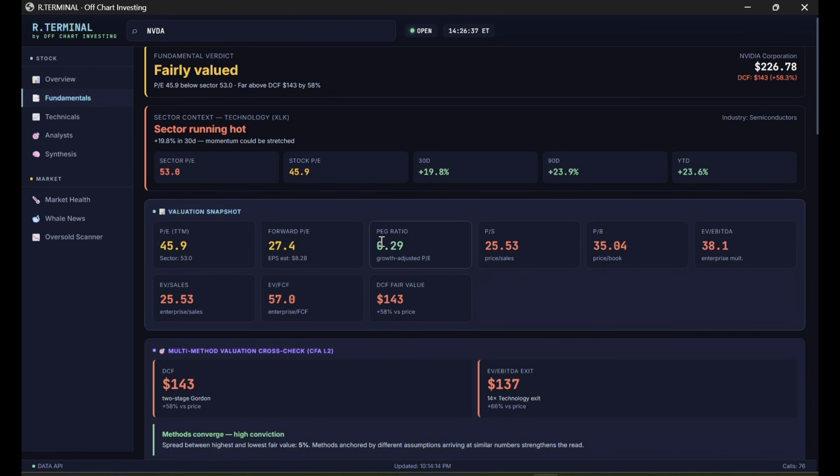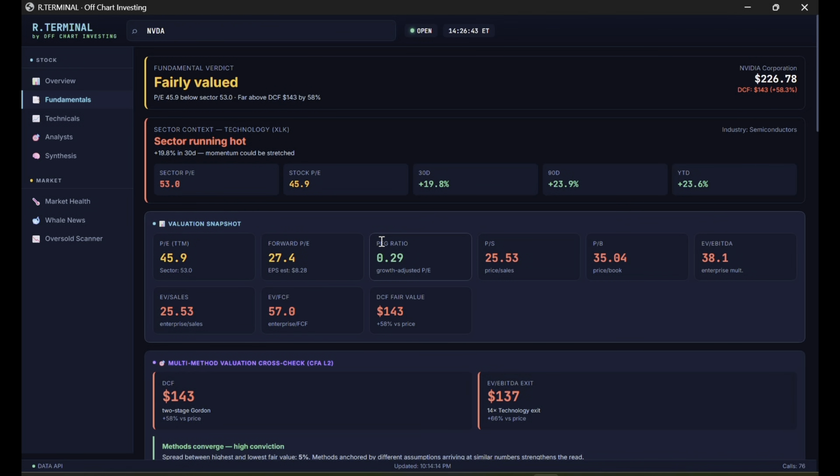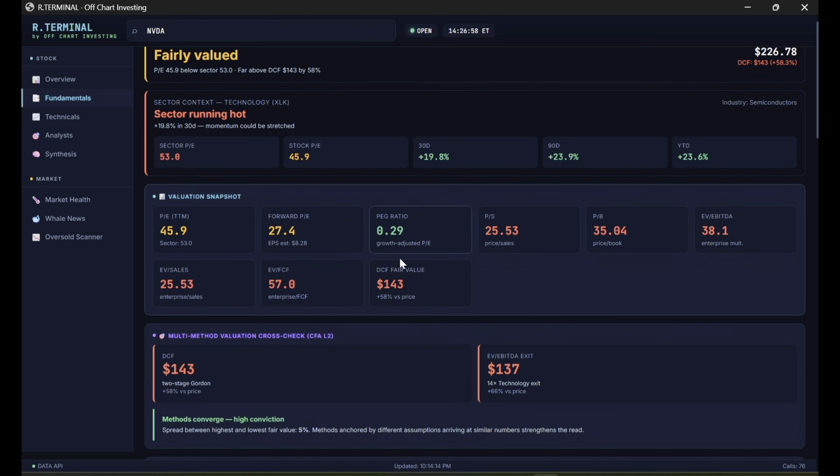The price to earnings versus growth adjusted is 0.29. This is very attractive. So usually when it's below 1, it means the company is very attractive as an investment. It can mean as well the company is struggling, but here we will see more about the numbers and how I look at it, how I value the company.